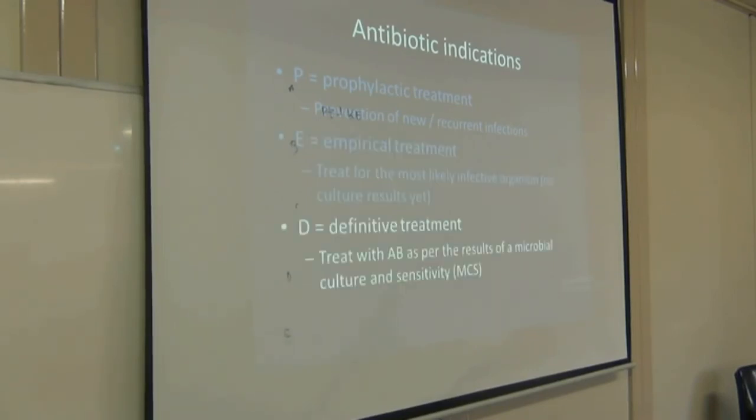So the last one, definitive treatment, is when we have the culture and the culture shows that the bacteria that's causing this infection is sensitive to this antibiotic. Okay. So then we know we are treating with the right antibiotic and the bacteria is sensitive. But we won't always have a culture. And that's why empiric treatment and knowing what the empiric treatment is is so important. Okay.